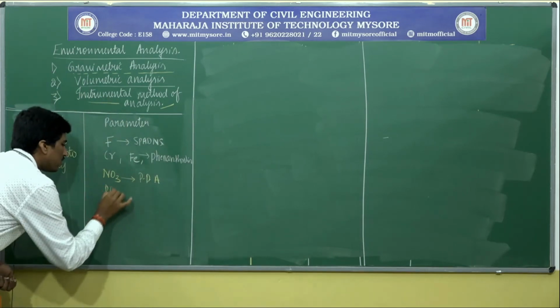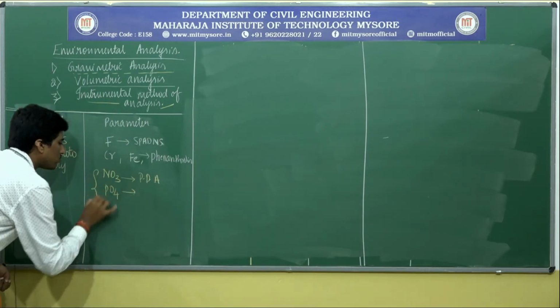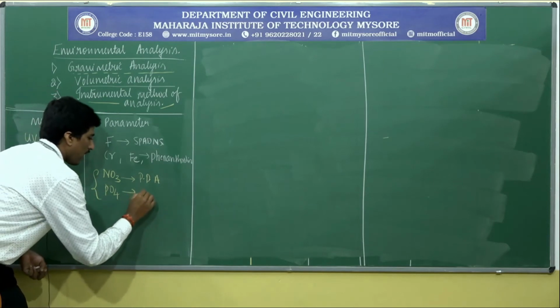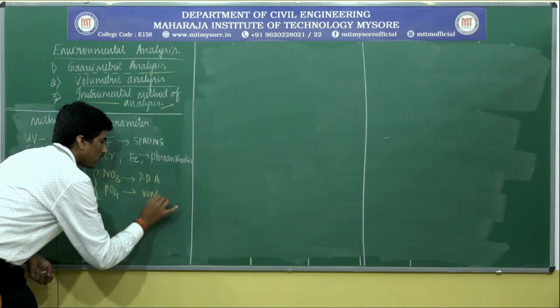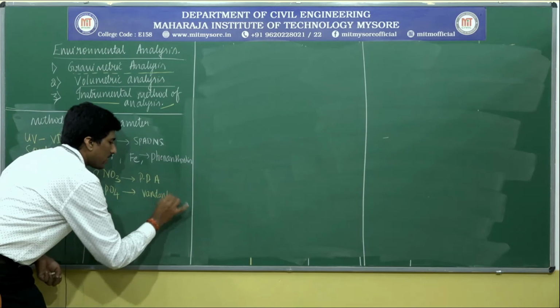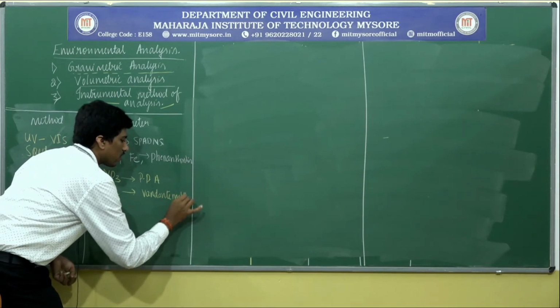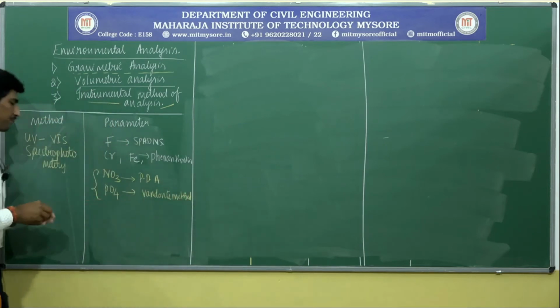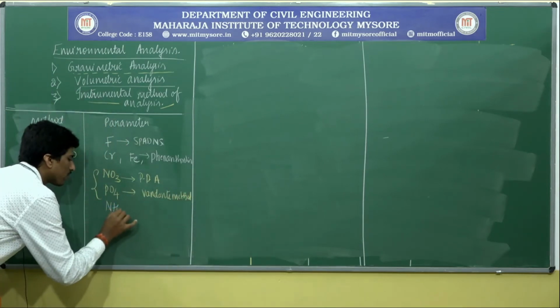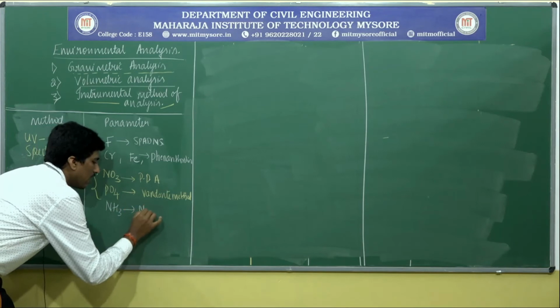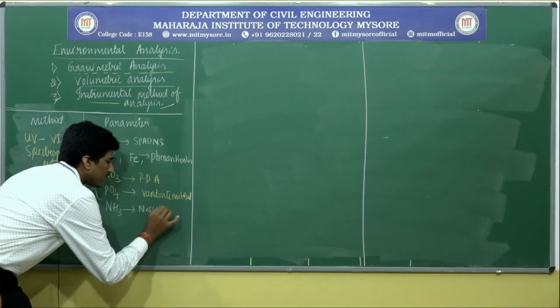For the determination of phosphate, these are nutrient compounds. For phosphate, we have the vanadate method, the vanadomolybdophosphoric acid method, which we call the vanadate method. For ammonia, if you want to determine it, it is the Nesslerization method.